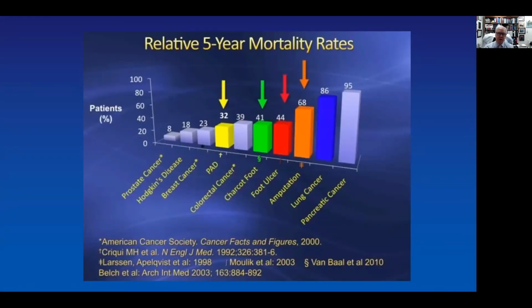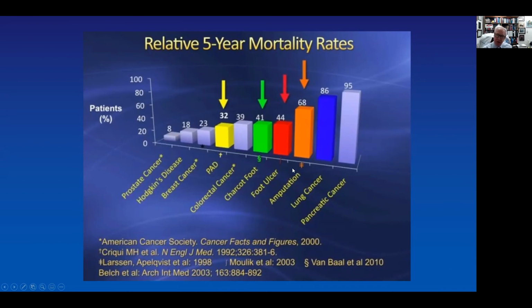If you look at the relative 5-year mortality rates of a patient with PAD or Charcot foot who develops an ulcer, it's approaching 50%. And that's a scary thing. In fact, the 5-year mortality rate of a Charcot foot or a PAD patient certainly vastly surpasses prostate cancer, Hodgkin's, breast cancer, and really the only ones that surpass it are lung cancer and pancreatic cancer.